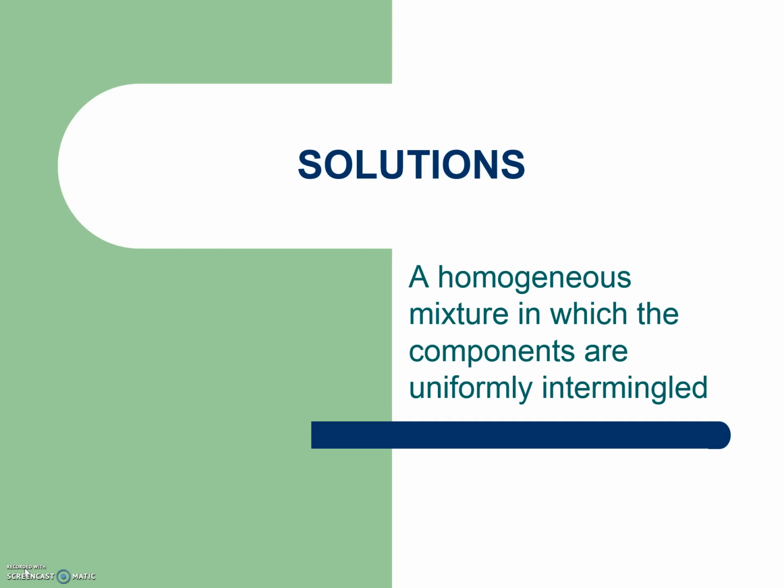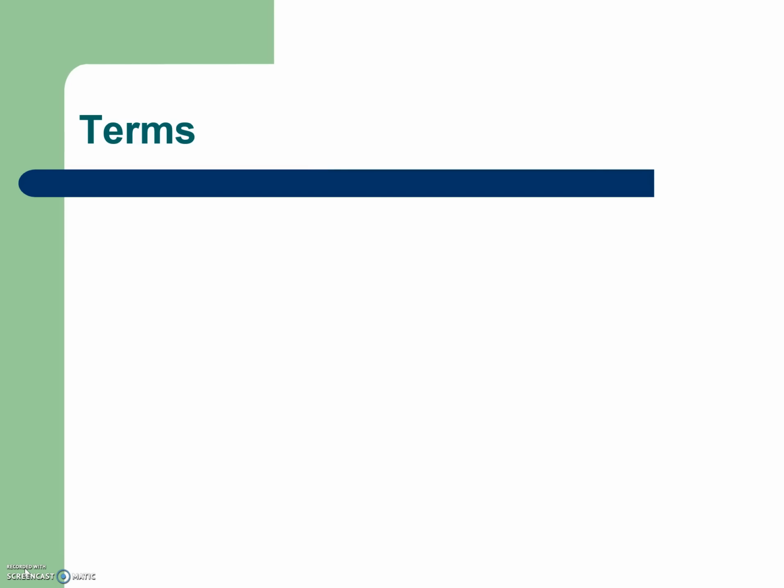So a solution is a homogeneous mixture in which the components are uniformly intermingled. Homogeneous meaning we can't see different parts of it, so to the naked eye it all looks the same. And they're uniformly intermingled, meaning that there's not a higher concentration in a certain part of that solution. So, starting off the new unit with some terms.